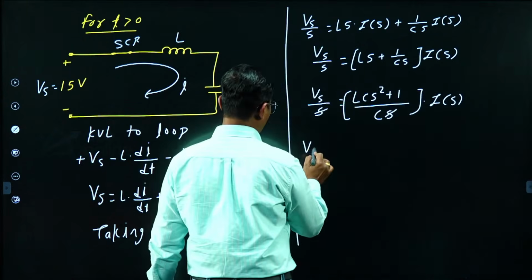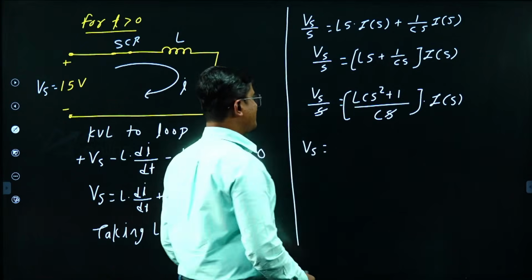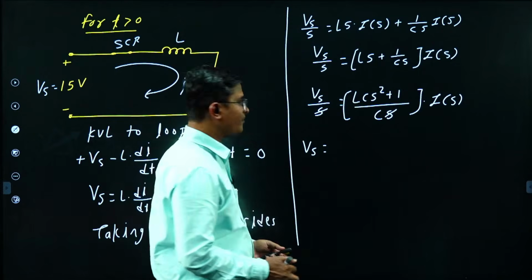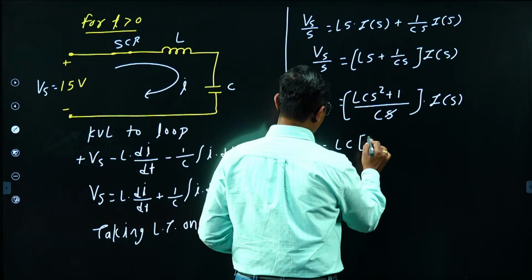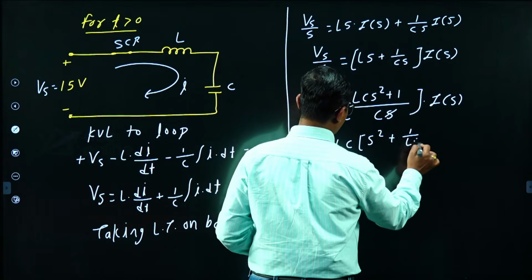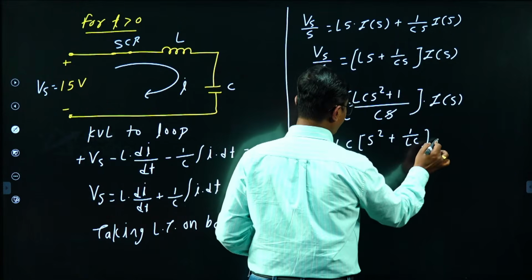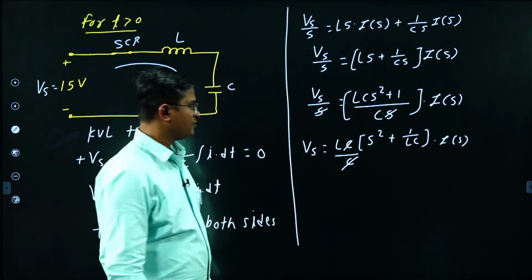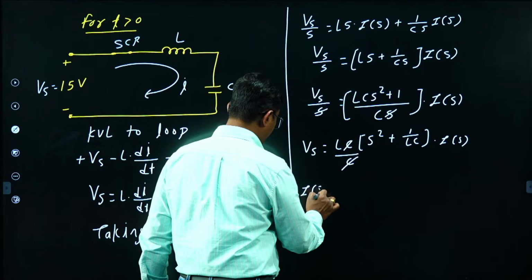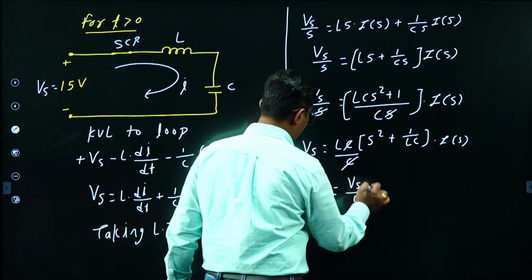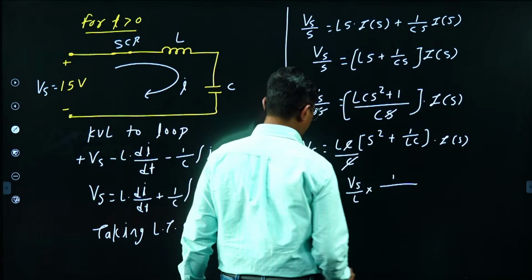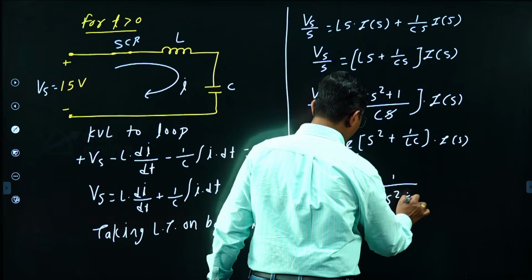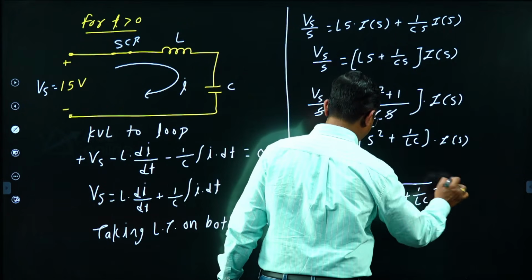Again, take LC common from the numerator, so that the coefficient of S square becomes equal to 1. So it is LC into S square plus 1 by LC upon this C, into I of S. So C cancels out. From this I can write I of S equal to Vs by L into 1 upon S square plus 1 by LC.